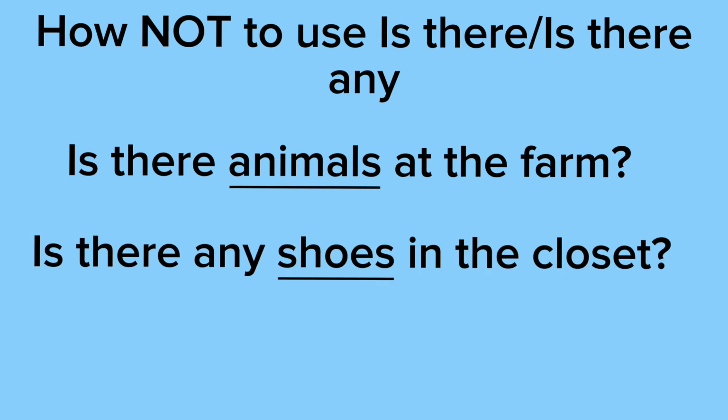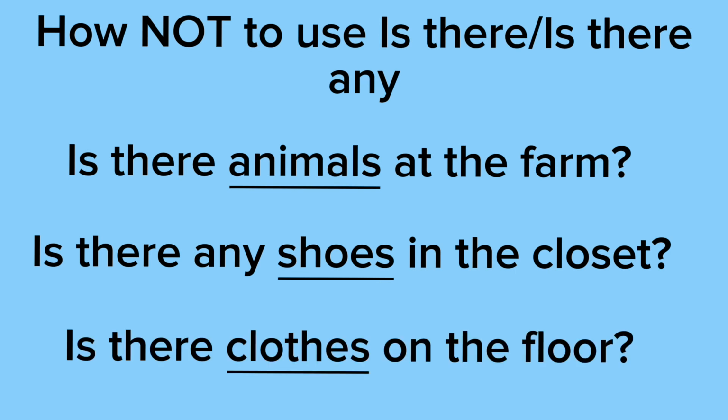Our next example says, is there any shoes in the closet? As you can see, shoes is underlined because it's a plural noun, which makes it incorrect. We shouldn't be using a plural noun with is there. Next, we have, is there clothes on the floor? As you can see, clothes is underlined because it's a plural noun, which makes it incorrect. We shouldn't be using a plural noun with is there.